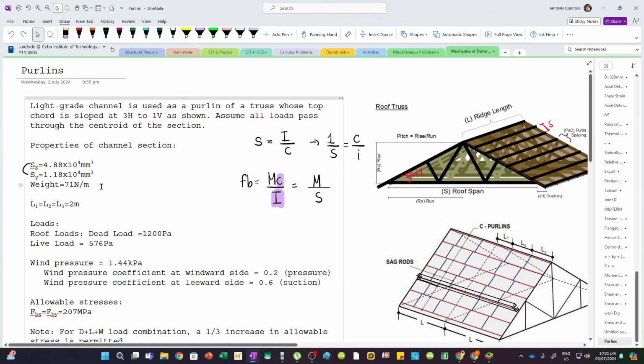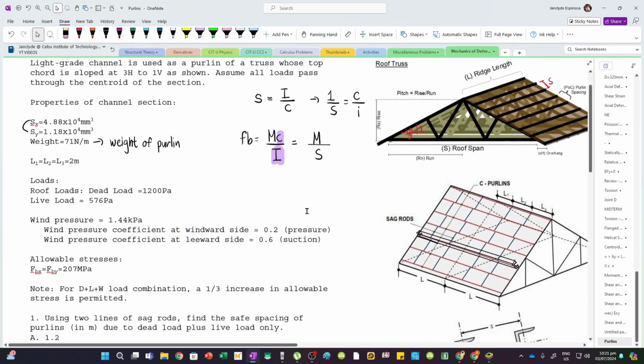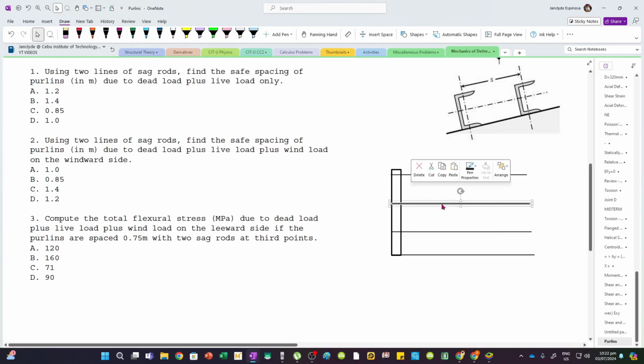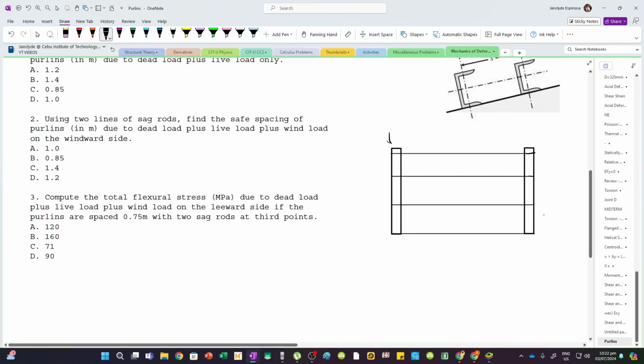And then we are also given the weight. This is the weight of the beam or purlin. Now, hindi ko na draw dito, but this is our figure. We have a truss, and then we have purlins. Space natin. Ito yung top chord ng truss. These are the purlins. And then we have here the sagrods. And then we have L1, L2, saka L3. Now, these are all 2 meters.